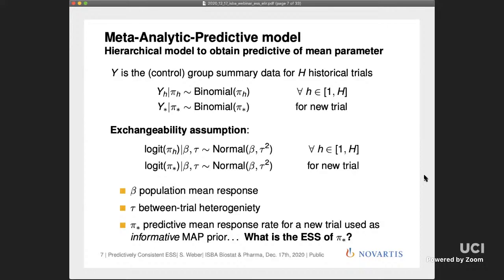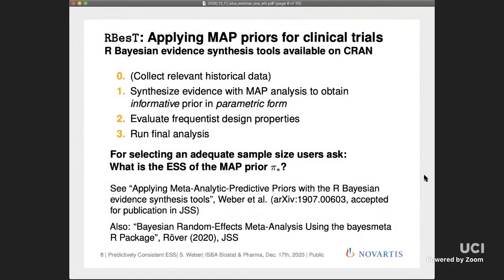And actually, personally, I got asked this question quite a lot, as I'm also the author of the R package RBesT, which stands for the R Bayesian Evidence Synthesis Tools, available freely on CRAN, which is aimed at helping statisticians in the pharmaceutical industry to design MAP priors in order to leverage historical data and use it for clinical trials. So the tool basically tries to support statisticians in all the necessary steps to do so. Of course, people will need to collect relevant historical data, which is where the package is maybe not as useful. But it then helps statisticians to go through all the steps: synthesize evidence with the MAP analysis to obtain an informative prior in parametric form to be able to write it down into a protocol.